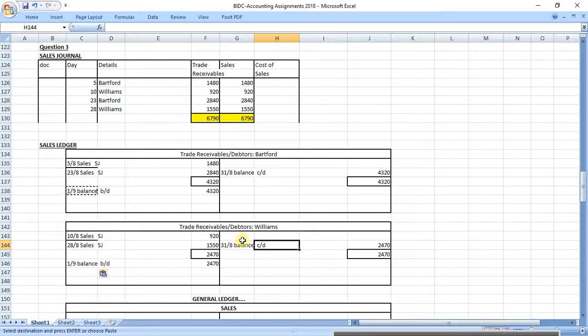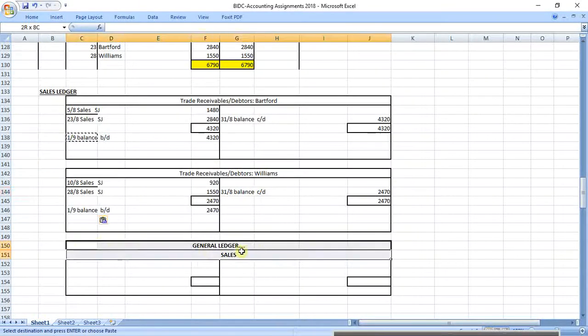Let's see, your total is 2470. Perfect. Balance carried down, balance brought down, 100%. Another ledger T account completed. Right, then the question also said, the third part was, prepare the following accounting records to record these transactions. And then they said sales account in the general ledger. That was the last bit that we had to draw up.